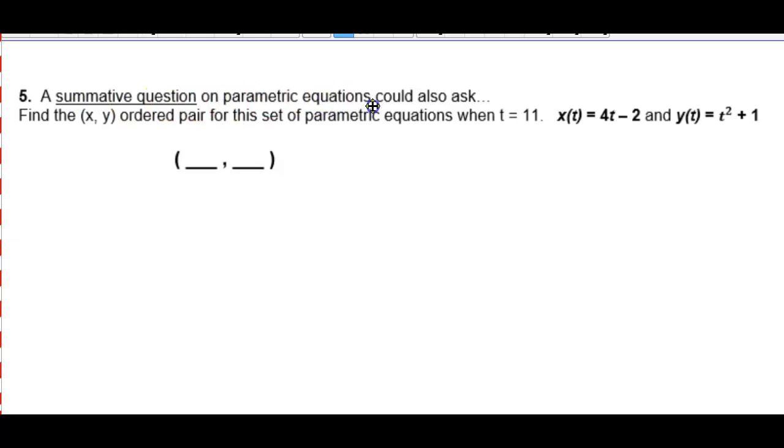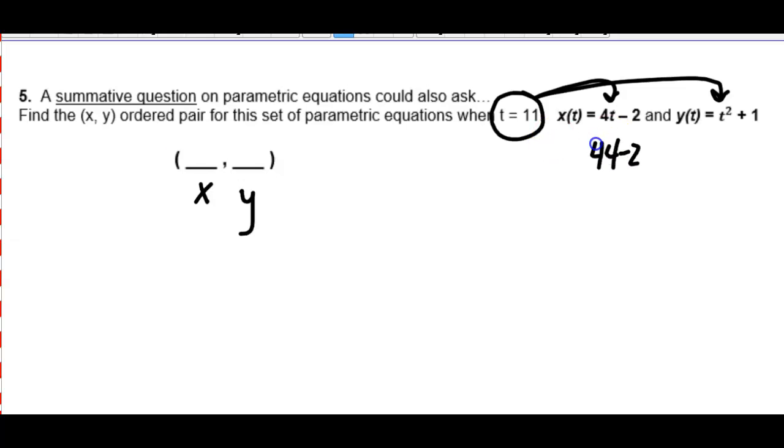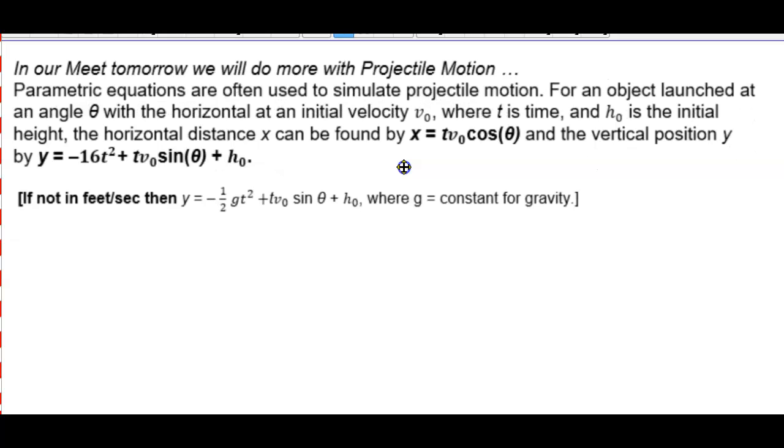A summative question that could be on a quiz would ask you simply to find an ordered pair. It says when t is 11, what ordered pair do you get? So you just put 11 in for the x, and that goes in this spot. And then you put 11 in for the y, and that goes in this spot. I'm just trying to show you an example of what they'll ask on a quiz. Really easy. You have 44 minus 2 is 42. If you put the 11 back in here, you get 11 squared plus 1, which is 122. That's a big number, but it just asked you for the ordered pair.